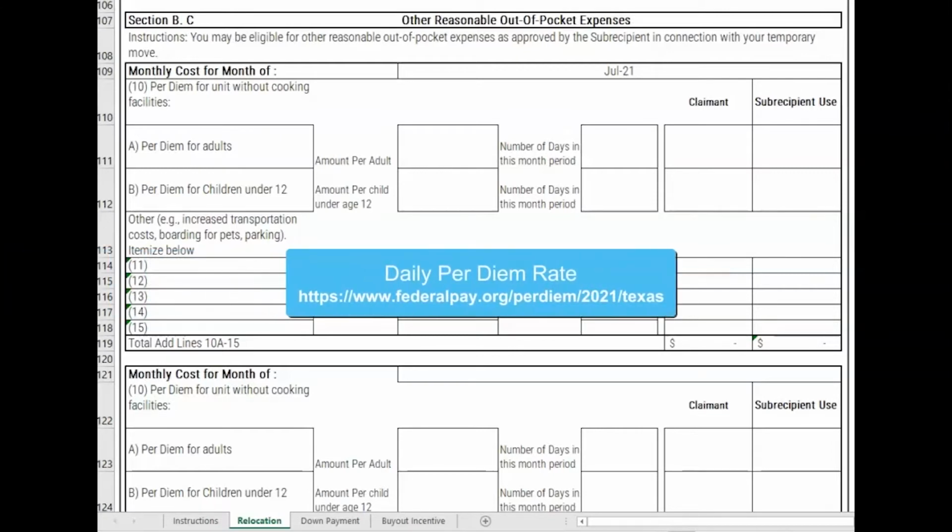The daily per diem rate can be found by going to the Texas Federal Per Diem Rates for fiscal year 2021 on federalpay.org.